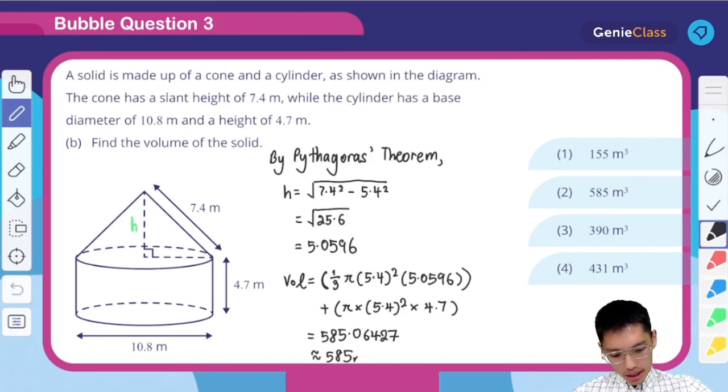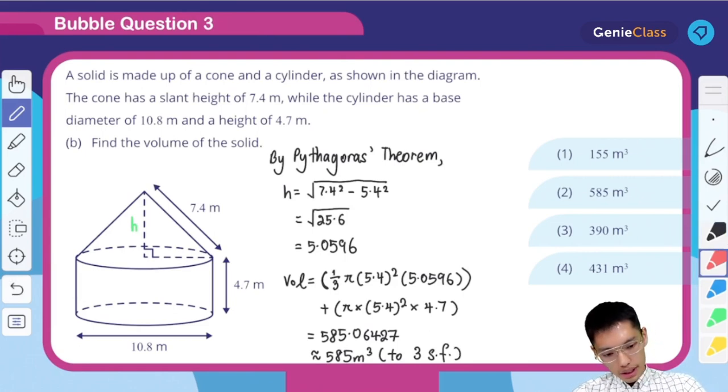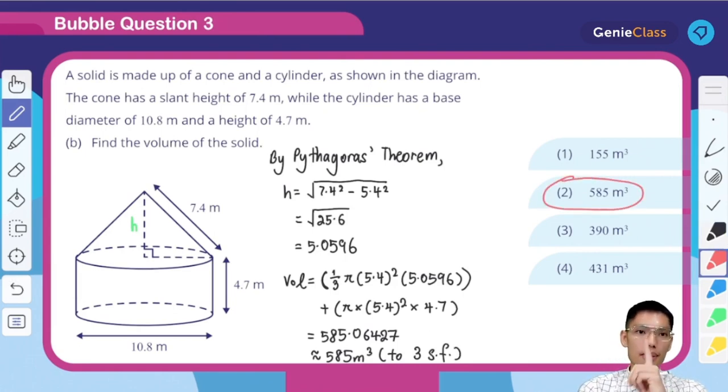585 meters cubed. Remember your units well? 2 3SF. Alright, so that's where we get the answer over here. So just track, know all the shapes that you need to find, and we solve from there.